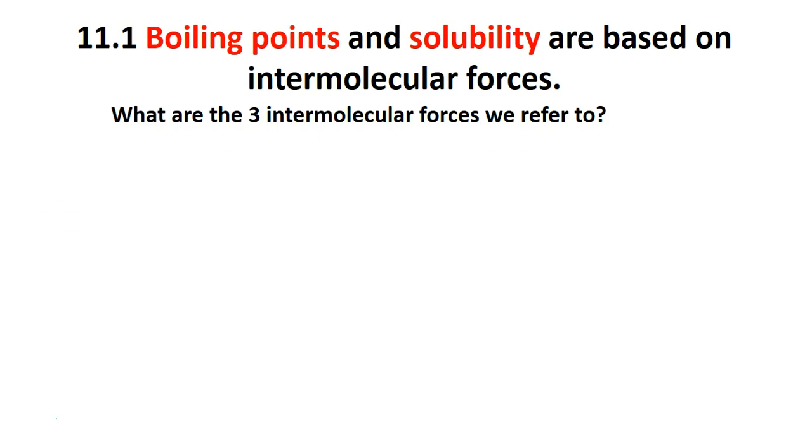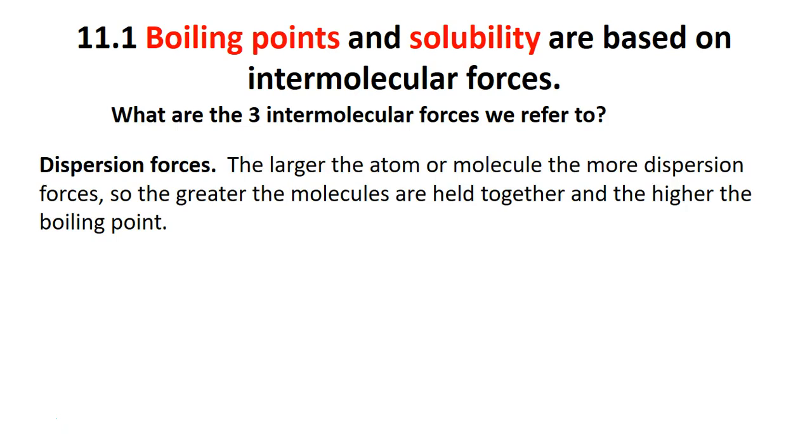So the three intermolecular forces: dispersion. We looked at dispersion last year. It's the instantaneous, when the electrons are moving randomly, they might be momentarily on one side of the atom or molecule, and that makes that slightly negative and the other side slightly positive, and then they'll move back again. So the larger the atom or molecule, the more chance that you have that the electrons will be on one side or the other, so the greater the dispersion forces.